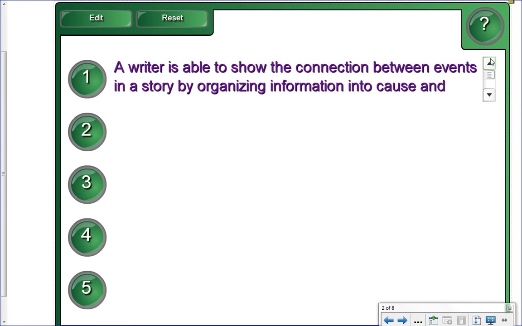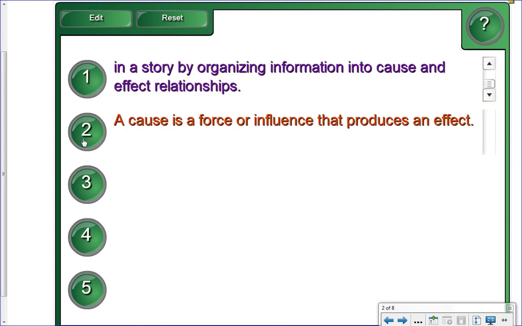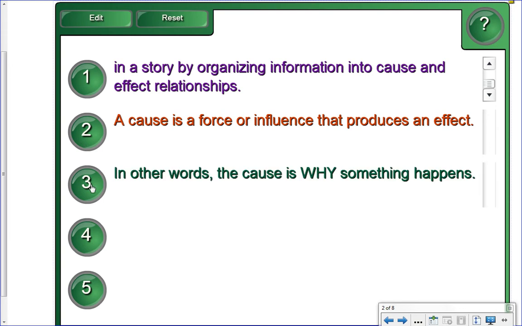A writer is able to show the connection between events in a story by organizing information into cause and effect. A cause is a force or influence that produces an effect. In other words, the cause is why something happens. Why did Miss Fernley trip and fall in the classroom? Because she tripped on the wires. Okay, so the cause is why. She tripped on the wires, which caused her to fall.